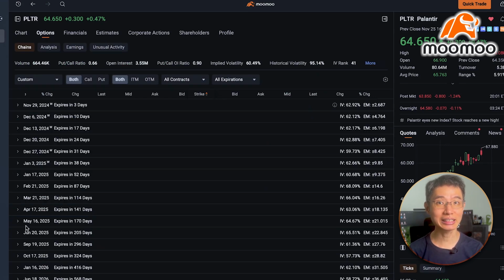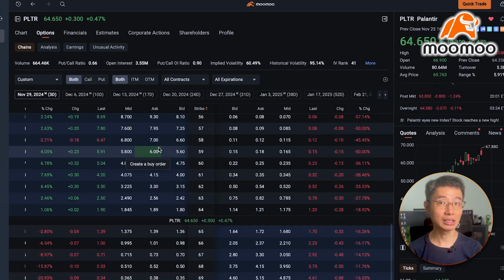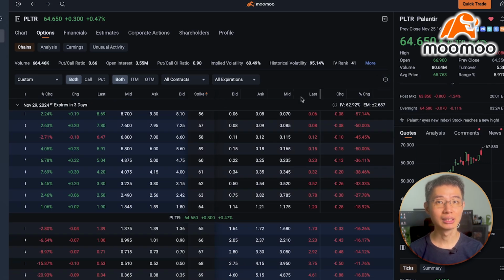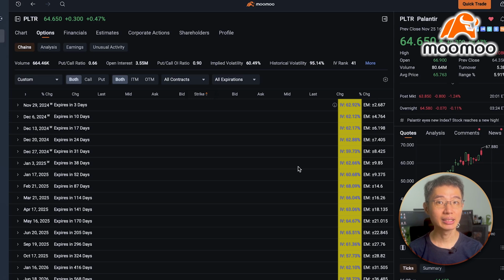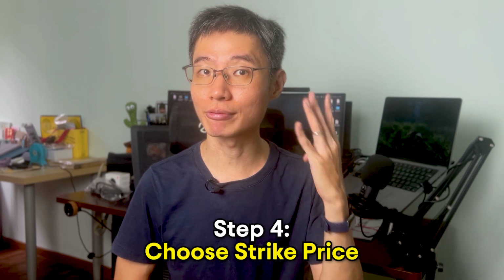If I click on the settings button on the right, I'm able to switch the expiration date layout over to the tab form, but I prefer leaving it in the list form as I will get to see a lot more info here, such as expiring in how many days, the implied volatility, and most importantly, the expected price movement of the stock during that time frame. This will be super helpful in the next step for when I'm deciding which strike price to choose later on, which brings us to step 4.